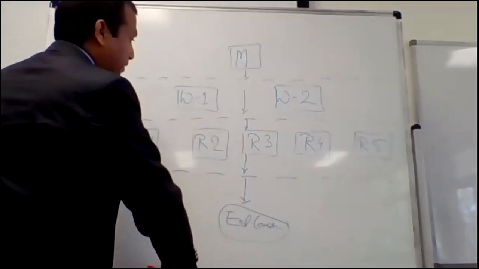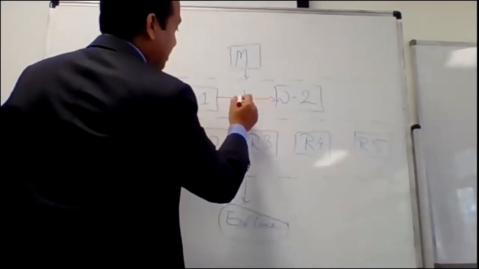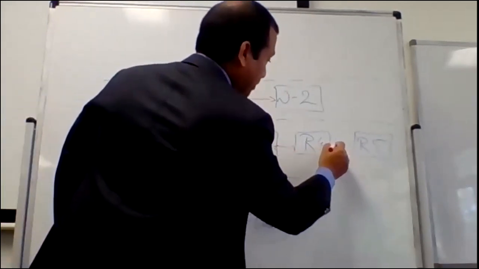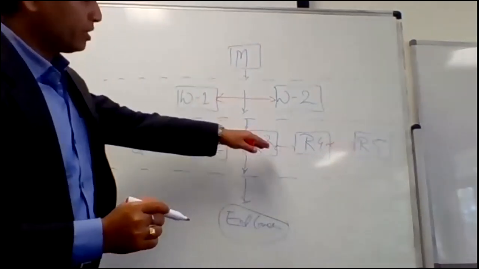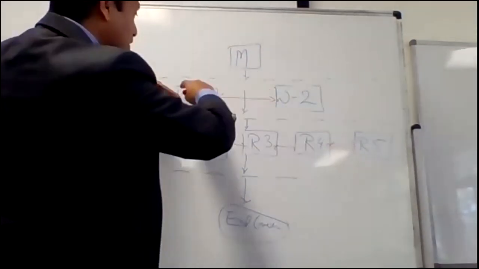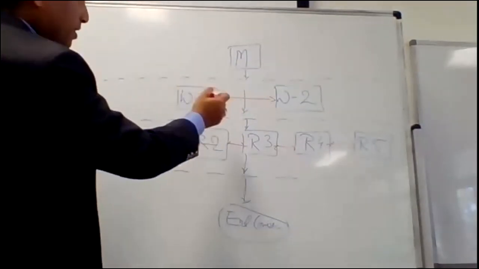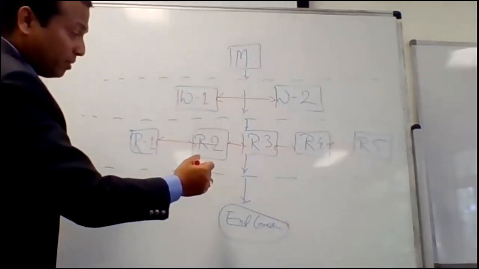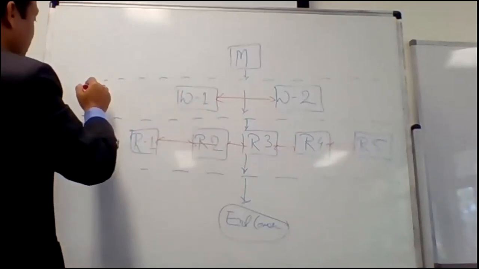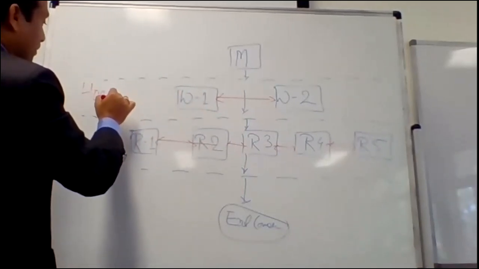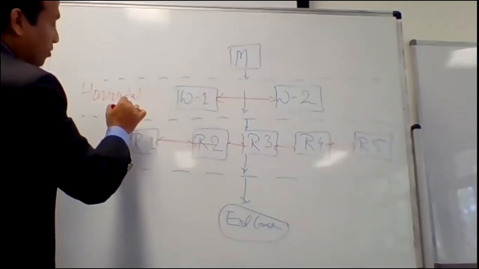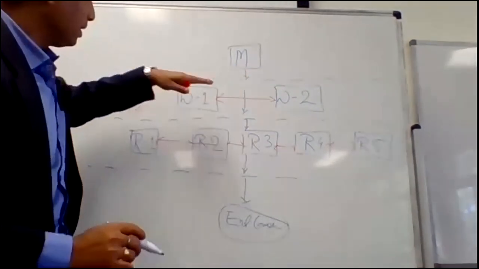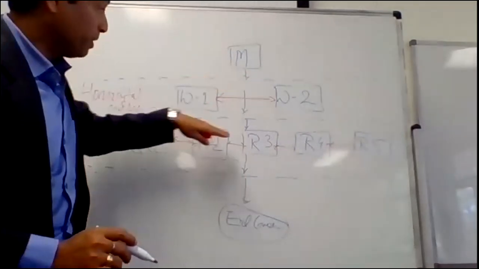So if there is a conflict between channel members at the same level, they are in the same level, right? Retailer 1, retailer 2, retailer 3, all these are in the same level. All the wholesalers are in the same level. So if there is a conflict between two wholesalers or distributors, or maybe two retailers, then this is known as horizontal conflict. It's at the same level. Channel members are on the same level, either between distributors or maybe retailers.